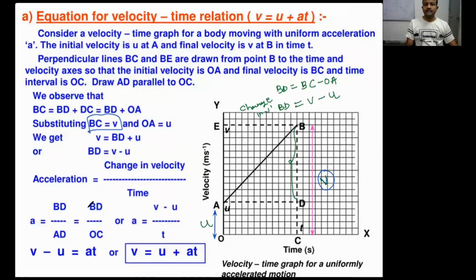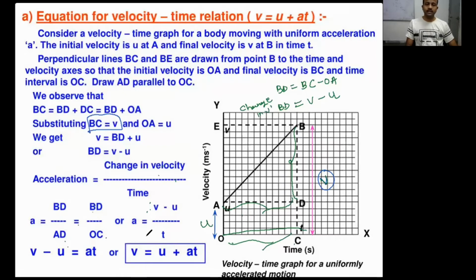Already we know that acceleration means change in velocity by time. The change in velocity value we have is BD, and the change in time will give you AD. AD and OC are both the same, parallel lines. The change in velocity will give you BD, and the time value will give you AD. AD is parallel to the OC line, and the OC axis is the time axis. So BD by AD we can replace with BD by OC, because AD is parallel to OC.